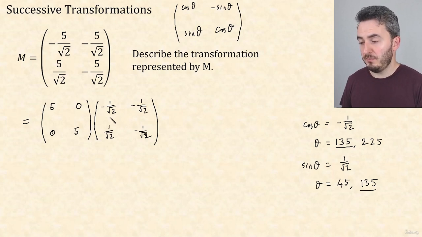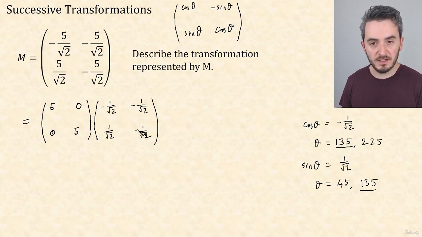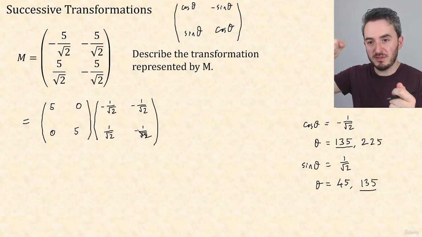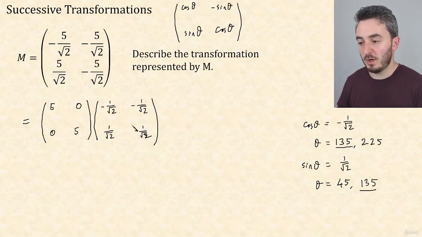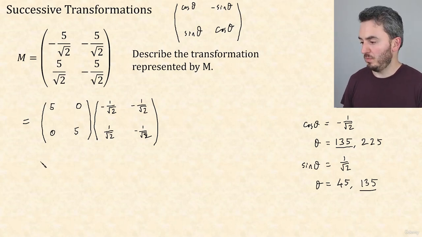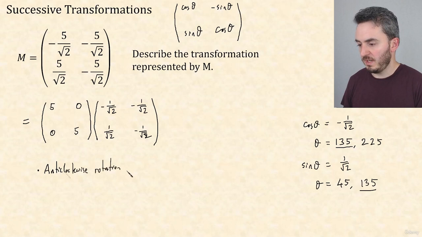Okay, so if we're going to describe the transformation represented by M, we work from right to left, because remember the matrix here acts on a point first. In this case, it actually doesn't matter. It doesn't matter if you rotate and enlarge or enlarge and rotate. But nevertheless, the convention is you work from right to left. So you can just bullet point your answers like this. So this is an anti-clockwise rotation of 135 degrees, followed by an enlargement of scale factor 5.